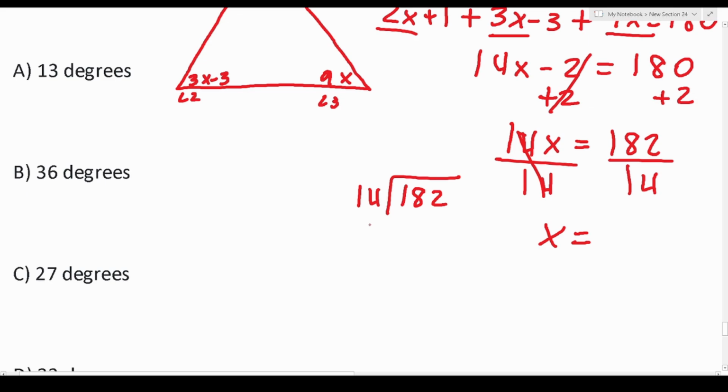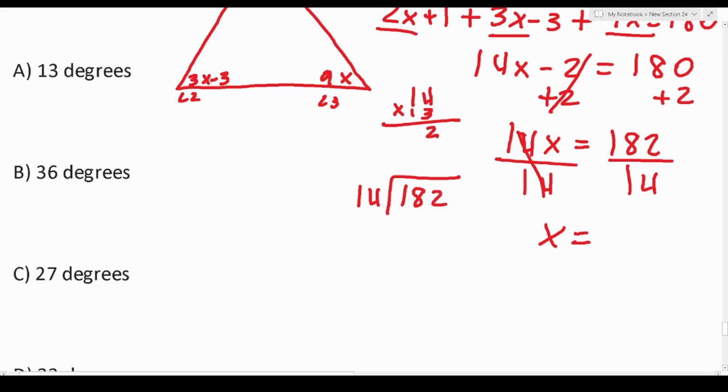10 by 10 would be 100. So this is going to be somewhere between 10 and 15 right here. And since it's closer to 10, I'm going to start with 13. So I'm going to do 14 times 13. Hopefully that gives me 182, and we'll know that 182 divided by 14 is 13.